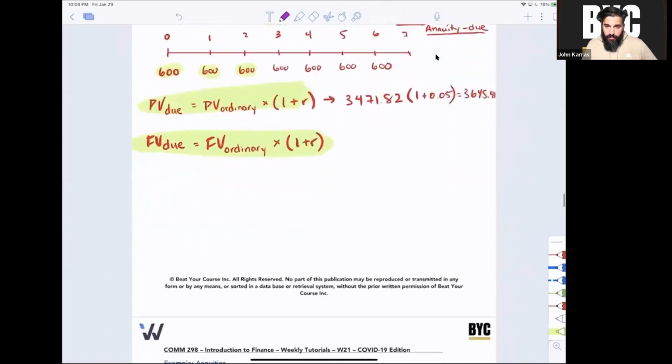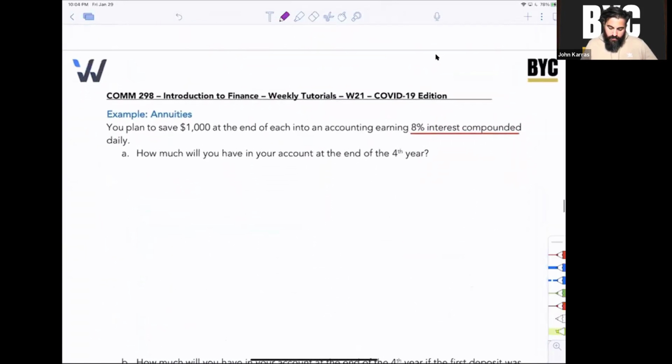So let's do another example. You plan to save $1,000 at the end of each. Oh, okay, we're missing a word here. So at the end of each, let's say month. Yeah, let's make it interesting. At the end of each month, into an account earning 8% interest compounded daily.